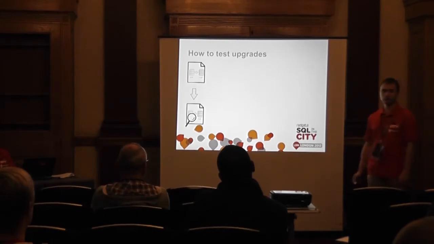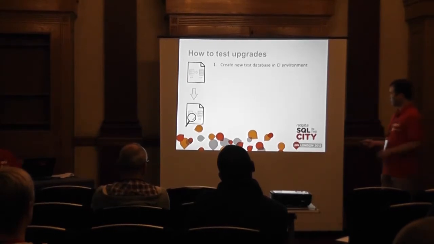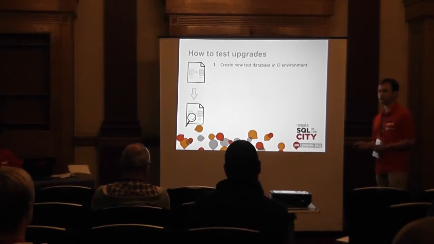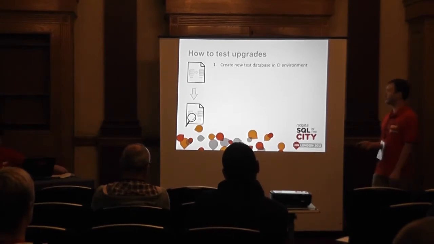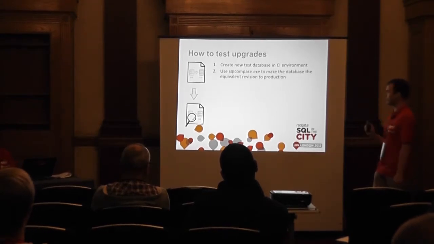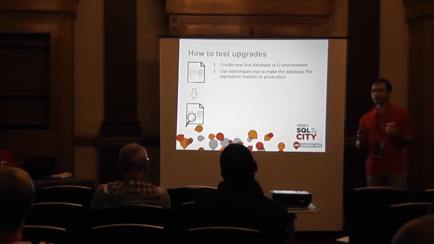So, how do we do that? The way it works in our continuous integration script is that we create a new test database in our CI environment. So it's a completely blank database from scratch. We then use the SQL Compare command line to apply the production revision to that database.